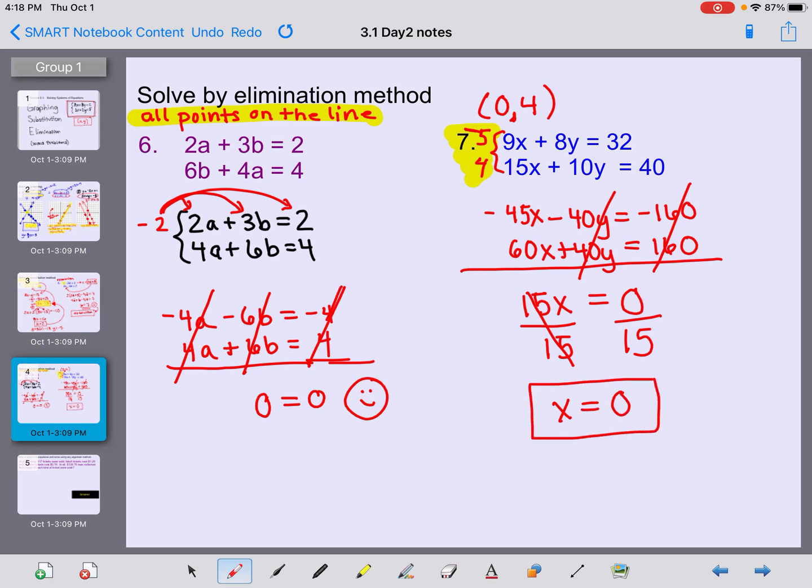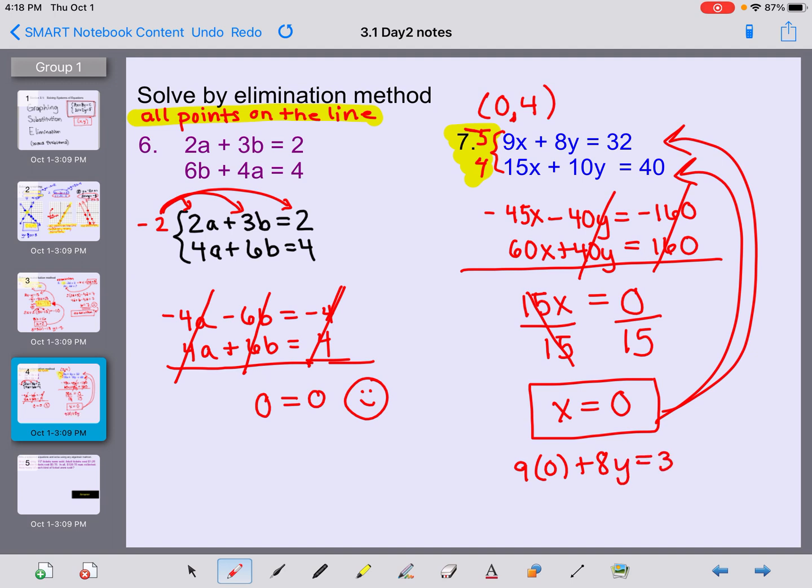Now, I'm going to take this answer and go plug it in to either the first equation or the second equation. It's your choice. So I'm just going to put it into the first equation and then solve, and you would get y equals 4. And so my final answer is 0, 4.